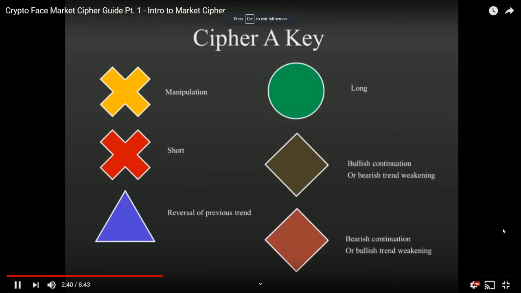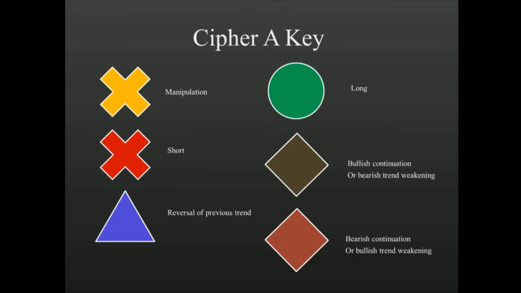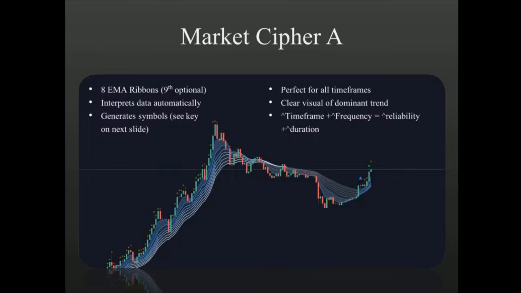Indications on larger time frames are more reliable and last for a longer duration. A high frequency of any given symbol is also an indication of higher reliability and duration. Cipher A already gives a clear visual of the dominant trend in the market so that you can have strong hands in your trades. The automated symbols just bring this indicator to the next level as it calls every single bottom and top to the T. It's a must-have for any trader.